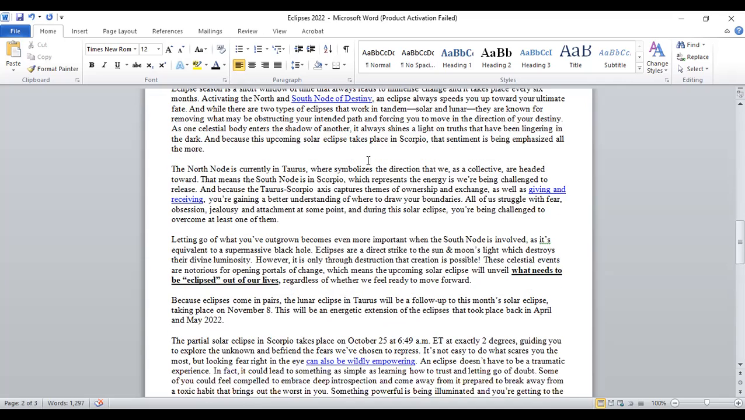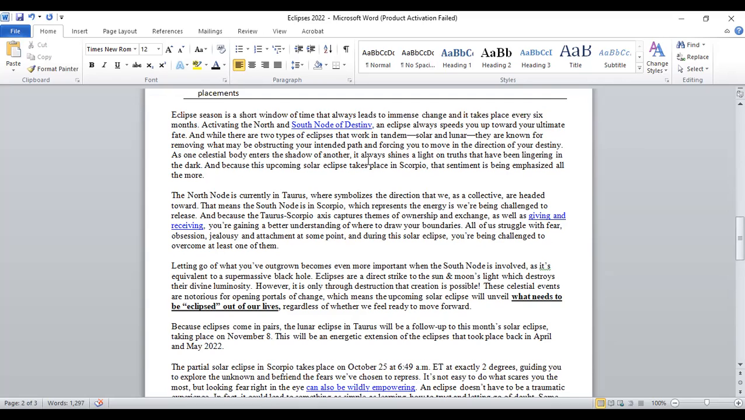All right. Eclipse season is a short window of time that always leads to immense change, and it takes place every 6 months, activating the north and south node of destiny. An eclipse always speeds you up toward your ultimate fate. While there are two types of eclipses that work in tandem, solar and lunar, they are known for removing what may be obstructing your intended path and forcing you to move in the direction of your destiny. As one celestial body enters the shadow of another, it always shines a light on truths that have been lingering in the dark. I love that.